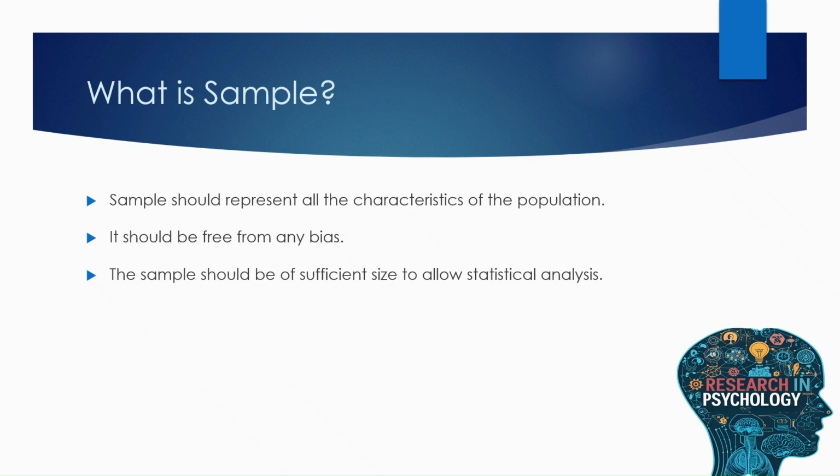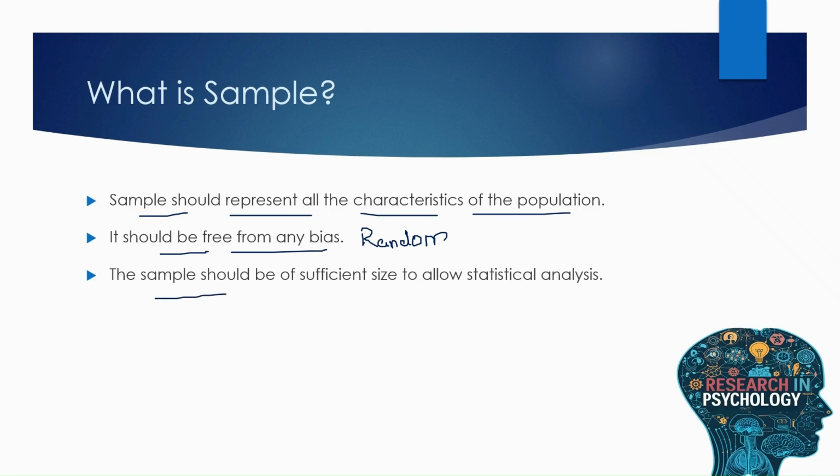Now, these are the three important characteristics of a sample. First, the sample should represent all the characteristics of the population, which means the sample should be a true representation of the population. Whatever characteristics are exhibited by the population should be exhibited completely by the sample also. Otherwise, it will not be a true sample. All right. And it should be free from any bias, which means it should have been chosen at random. So there is no bias of the researcher involved in selecting the sample from the population.